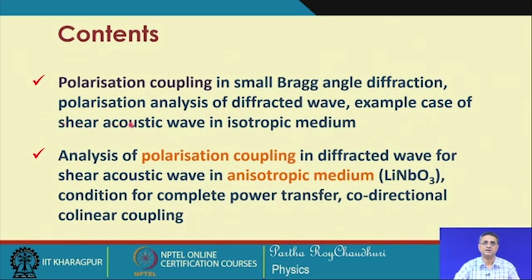Now we will consider the shear acoustic wave propagation in isotropic medium. We have already seen the longitudinal acoustic wave in isotropic medium. So, this part we will see, and we will see how the polarization coupling takes place. In the longitudinal case, there was coupling, but it remained the same.